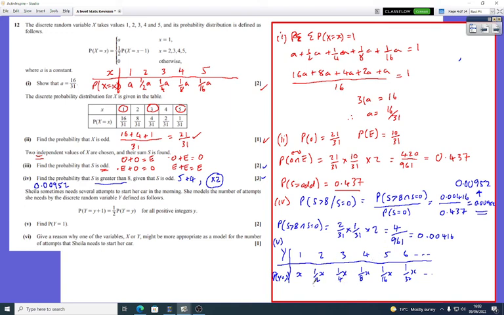Okay, and for infinite sequences, what we can use is our geometric series formula. The formula is the sum to infinity is a over 1 minus r. So you should be familiar with the sum to infinity. Now we know that if we add all the probabilities, they add up to 1. So we know that this is going to equal 1. So the initial term is x. The ratio here, you times each time by a half.